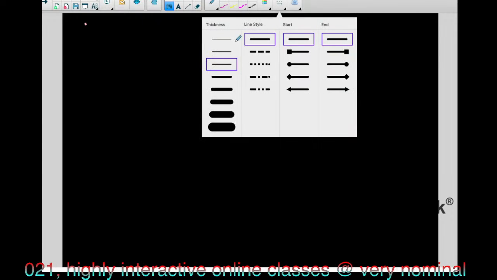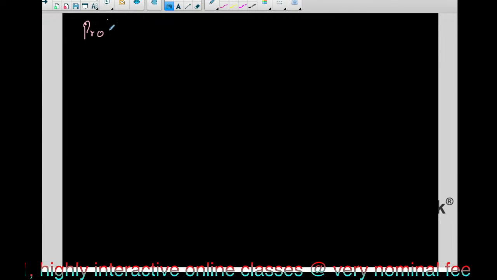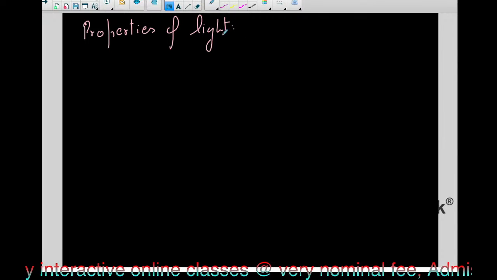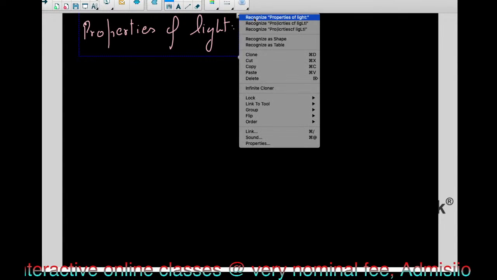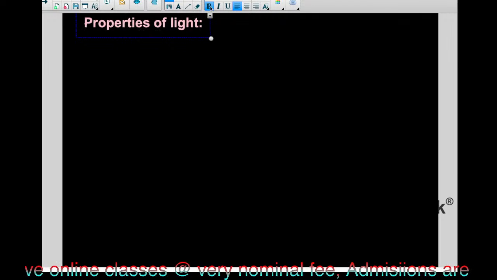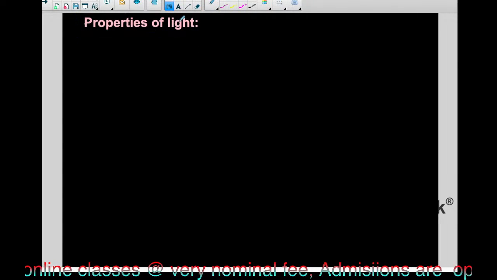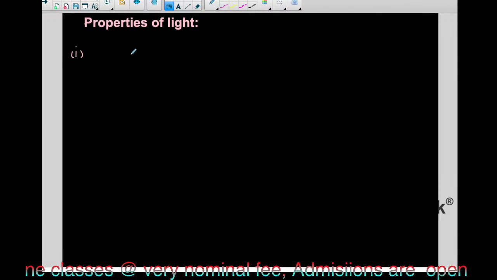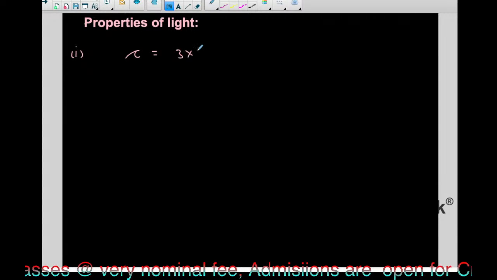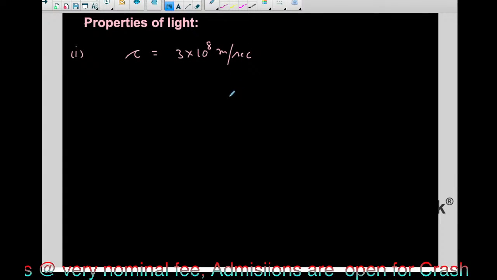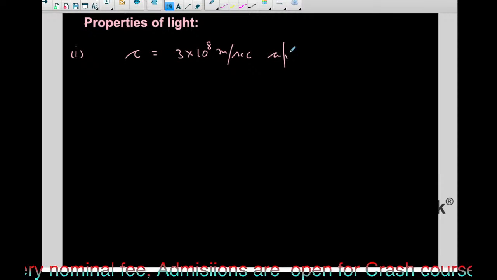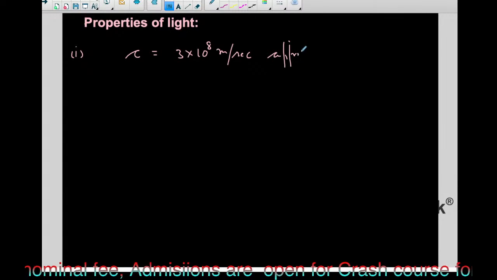So first of all, geometric properties of light. What are the properties of light? Number one property is the speed of light, denoted by small c. The value of c, you all know well, is nearly 3 into 10 to the power 8 meter per second, approximately.